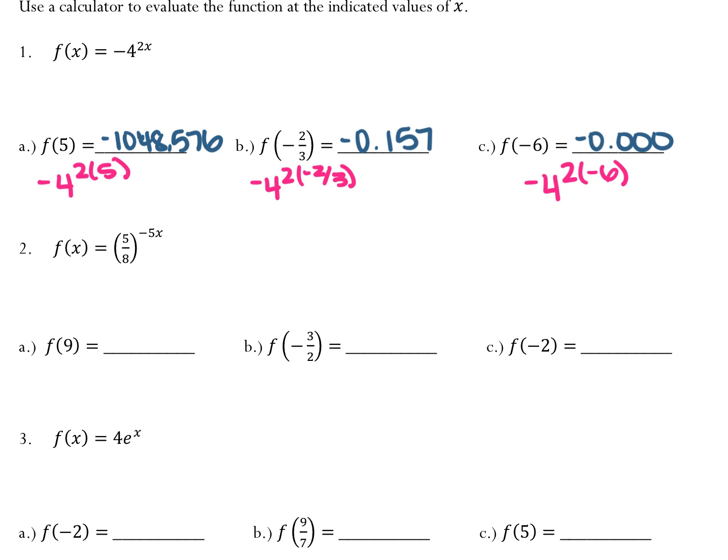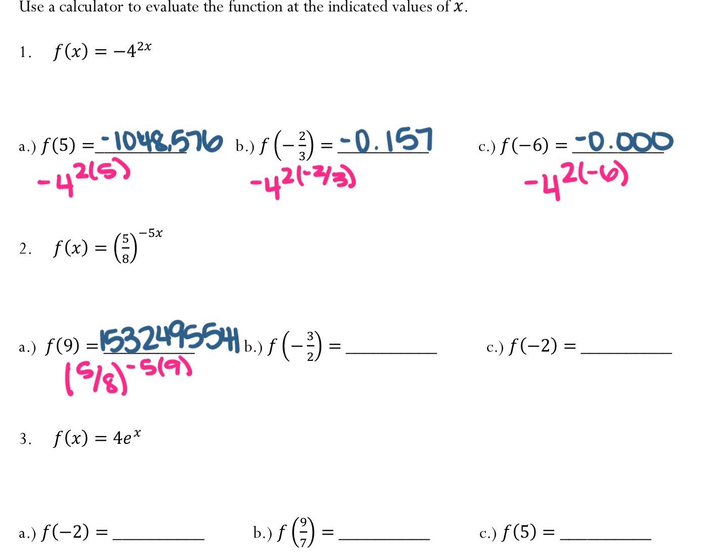For number 2, we have f of x is equal to 5/8 to the power of negative 5x. We're given x values of 9, negative 3/2, and negative 2. So for the first one, we're going to have 5/8 to the power of negative 5 times 9. This gives you a huge number. So you have this as your answer. So with these, you won't round, obviously, but the ones with your decimals, you will.